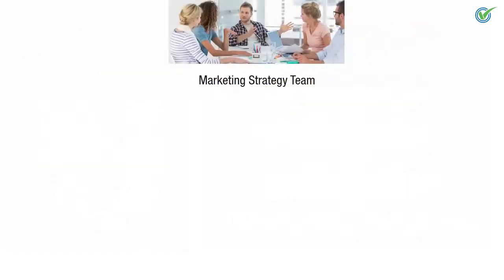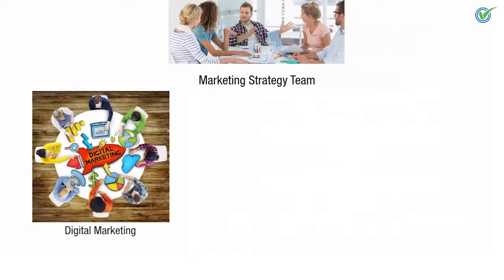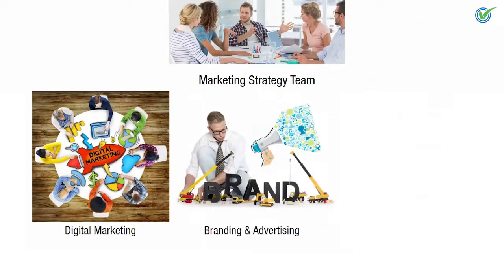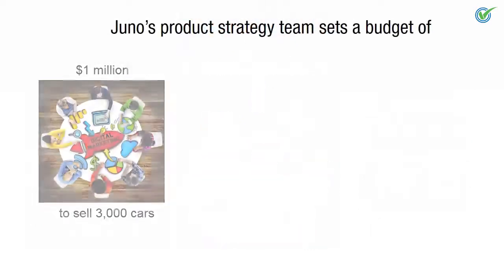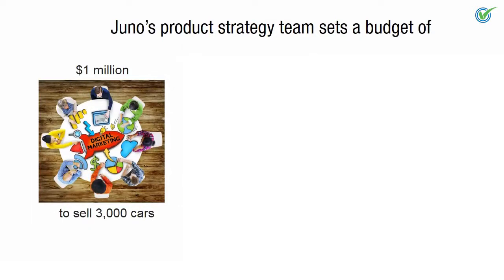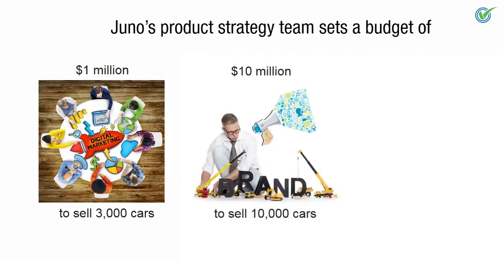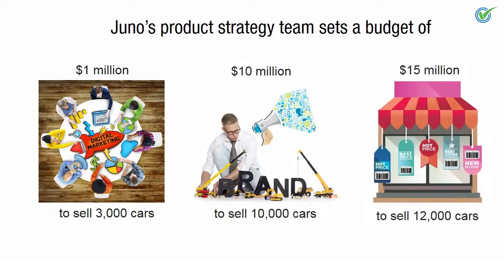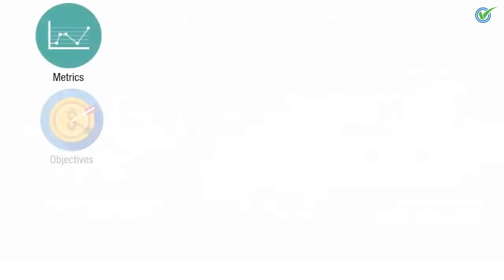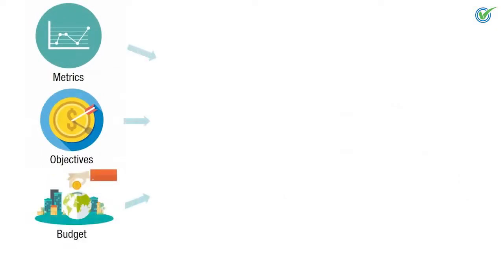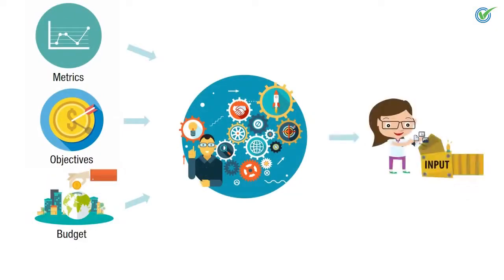The marketing strategy for Juno decides to use digital marketing, branding and advertising, and retail marketing to reach out to its target market segment. Juno's product strategy team sets a budget of $1 million for digital marketing to sell 3,000 cars, $10 million for branding and advertising to sell 10,000 cars, and $15 million for retail marketing to sell 12,000 cars.